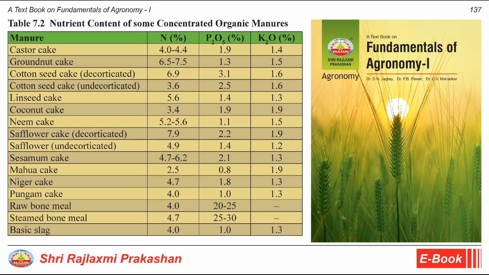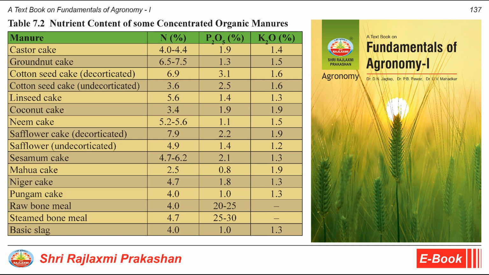Manure number 9, safflower, undecorticated. Percentage composition of N 4.9%, P2O5 1.4%, K2O 1.2%. Manure number 10, sesame cake. Percentage composition of N 4.7 to 6.2%, P2O5 2.1%, K2O 1.3%. Manure number 11, mahua cake. Percentage composition of N 2.5%, P2O5 0.8%, K2O 1.9%.